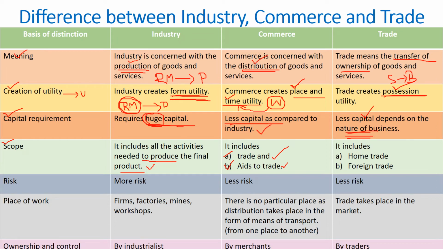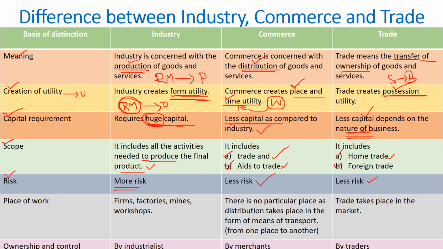So auxiliaries to trade or aids to trade help in the transfer of goods from the producer to the ultimate customers. When we talk about trade, it includes home trade, that is the trade conducted within the national boundaries, and foreign trade, the trade taking place between two countries. The next point of difference is the risk. When we talk about industry, the risk involved is more. In case of commerce, the risk is less, and also in case of trade, the risk is less.